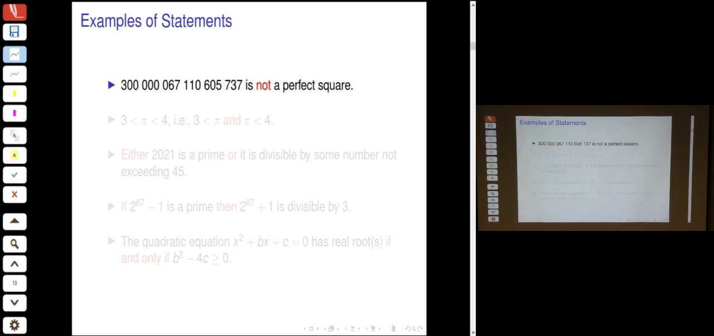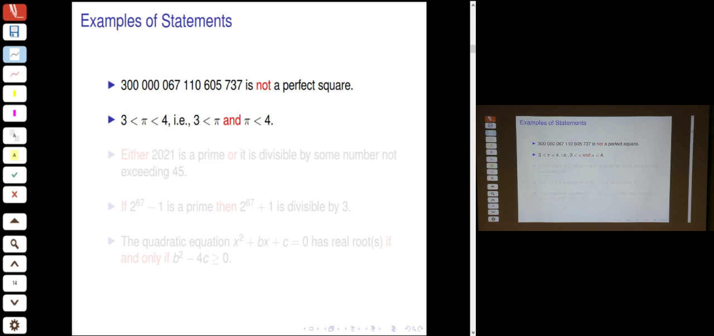Okay, so these are examples of mathematical statements. The red part is the so-called connectives I'm going to look at in the next few slides. Okay, so the first statement. This is a funny number. This is a very long number. I don't want to read it. So the claim is this number is not a perfect square. I will explain what a perfect square is later. Right? So it's some number that has some property: it is a perfect square.